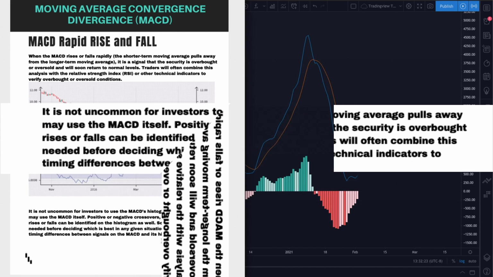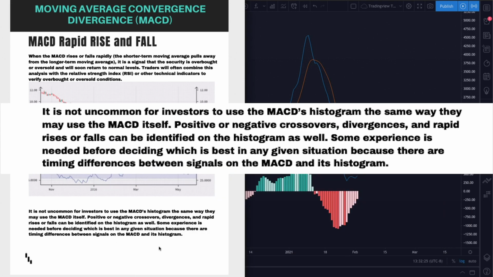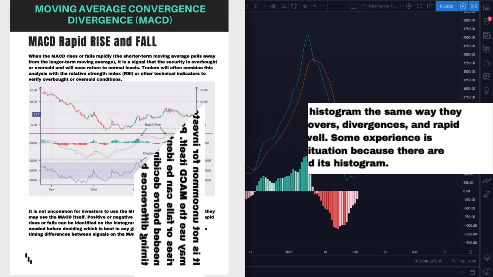Now, it is not uncommon for investors to use the MACD's histogram the same way they may use the MACD itself. Positive or negative crossovers, divergences, and rapid rises and falls can be identified on the histogram as well, and some experience is needed before deciding which is best in any given situation, because there are timing differences between signals on the MACD and its histogram.